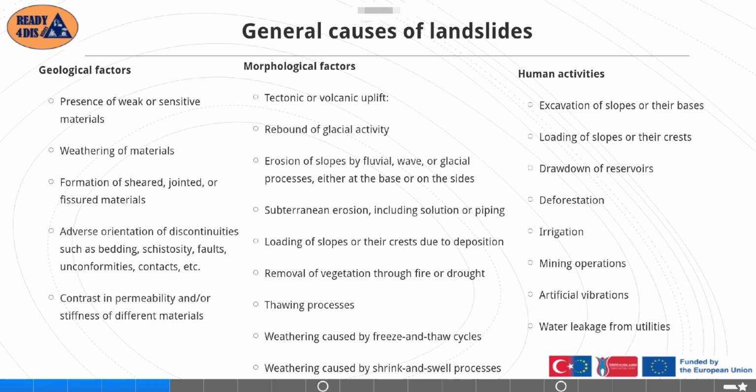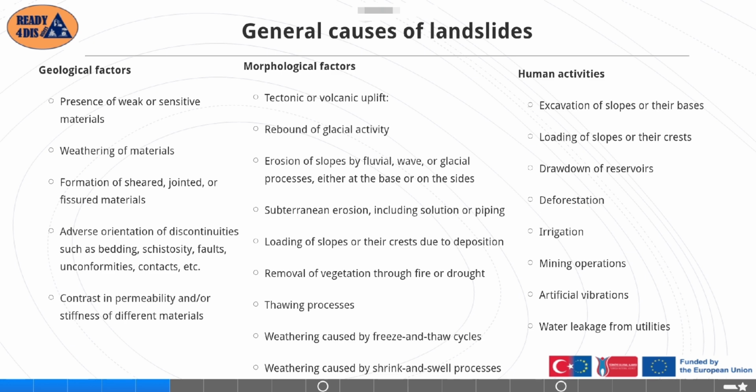Differences in permeability or stiffness between materials affect water flow and stress distribution, thereby weakening stability. Morphological factors also shape this process significantly. Tectonic or volcanic uplift, the retreat of glaciers, or erosion by rivers, waves, or glaciers can weaken slopes from their base or sides.